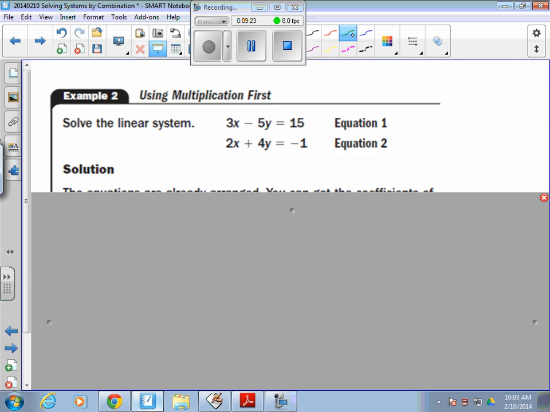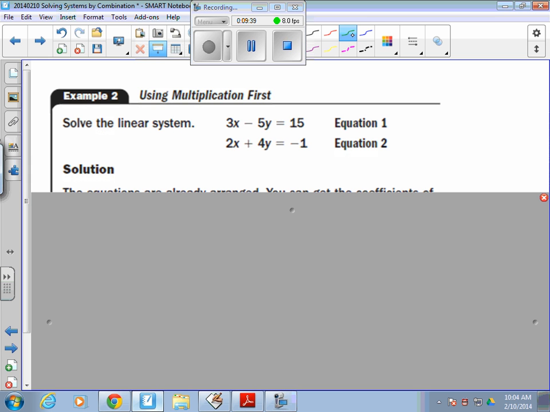Example number 2 says solve this system: 3x minus 5y equals 15 and 2x plus 4y equals negative 1. Okay, they're set up nicely as far as columns go. The x's are on top of the x's, y's on top of the y's, constants on top of the constants.